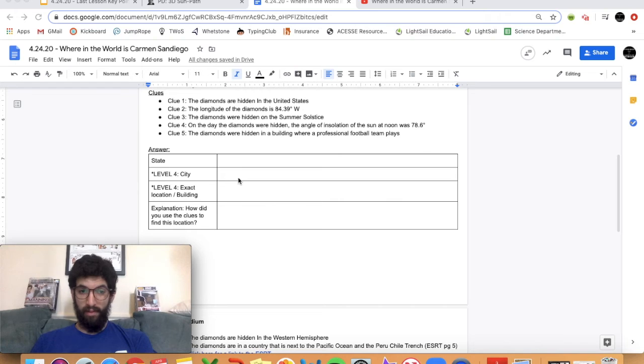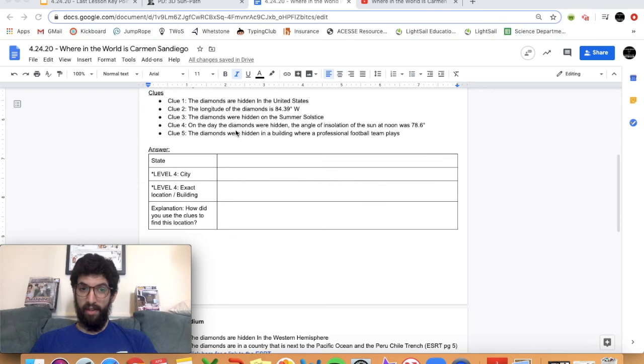For the level 4 stuff, you need the city and the exact building. All the cities are big cities. Just like finding the state, type the latitude you found and the longitude given, and if you look that up on a map, you should be able to find a city. And then for the exact building, we'll see clue 5.